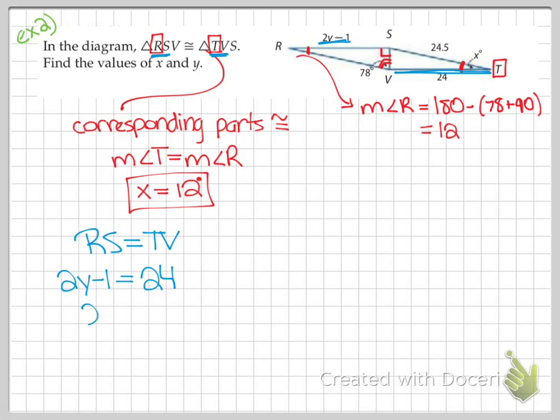That means that 2y equals 25. So y here is a decimal, that's okay. It's 12.5. So that's just using corresponding parts to find missing variables.